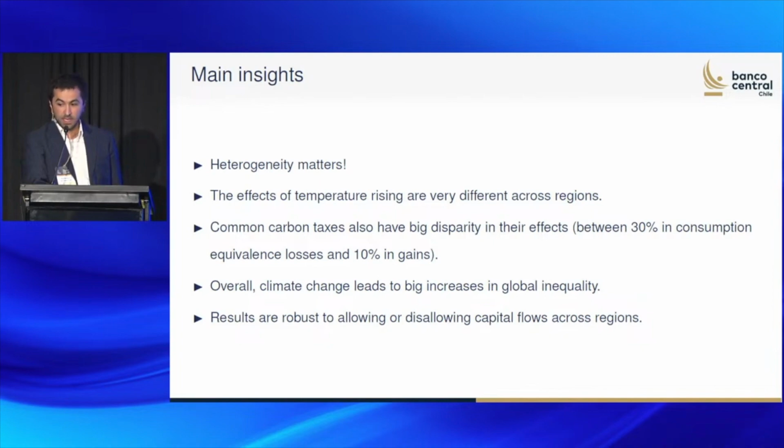Some region could face like 30% in consumption equivalent losses, while another region can actually have 10% gains in consumption equivalent. And of course, if you are trying to negotiate one global tax, that poses a lot of issues. So what are the taxes if some people are going to lose, some people are going to gain? And overall, they show us that climate change leads to a big increase in global inequality.